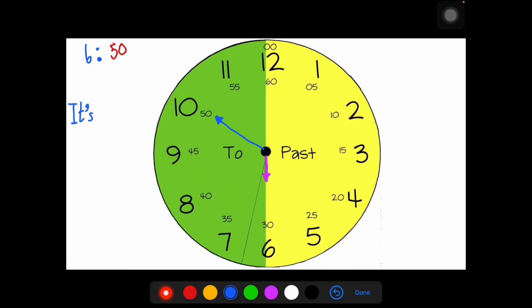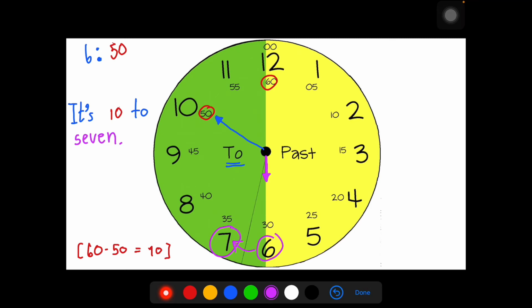So that means you need to use this number and this number. So you will use 60 minus 50. So we got 60 minus 50 is equal to 10. Right? So this one is going to be 10. And use this one. It's 10 to the next hour. So now the hour is 6. The next hour will be 7. So it's 10 to 7. Like this.